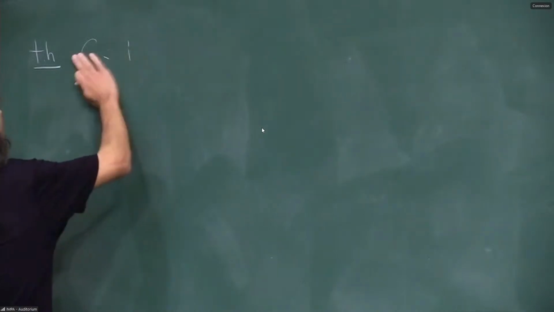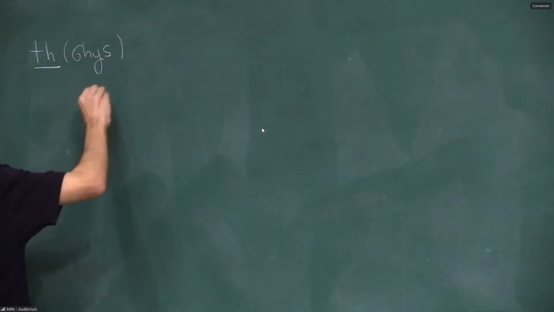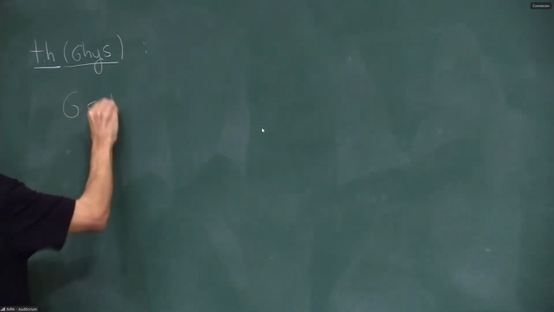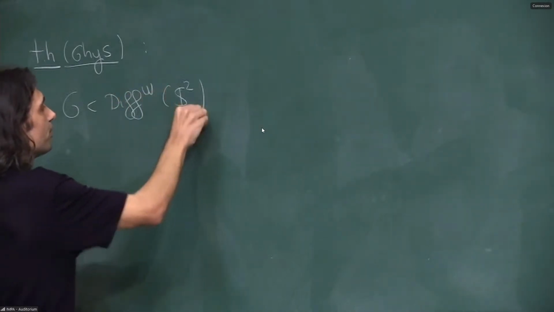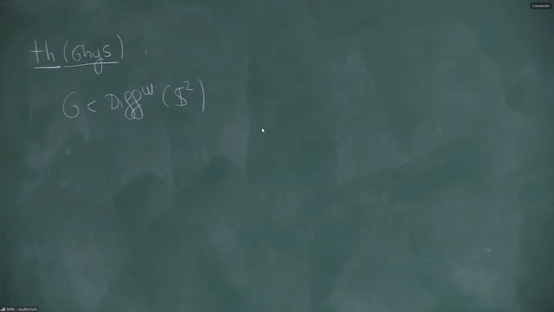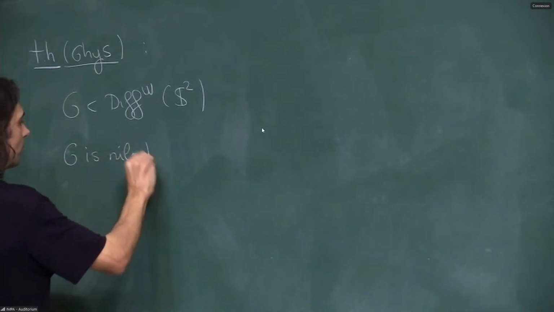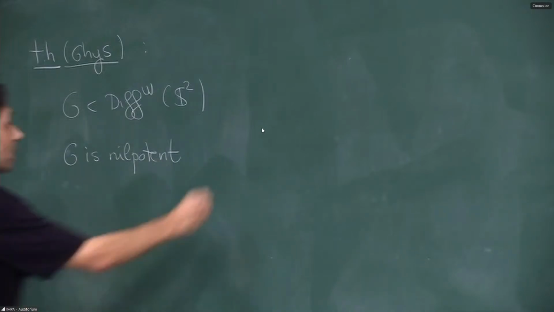So for instance, there is a theorem by Ghys that says that if you have a group of real analytic diffeomorphisms of the sphere, right? It's a global thing, it's not local anymore. And this group is nilpotent. Then the group is metabelian.